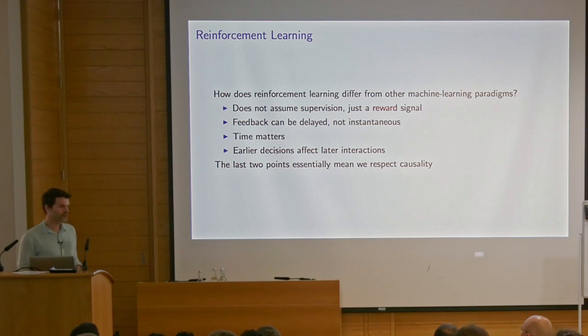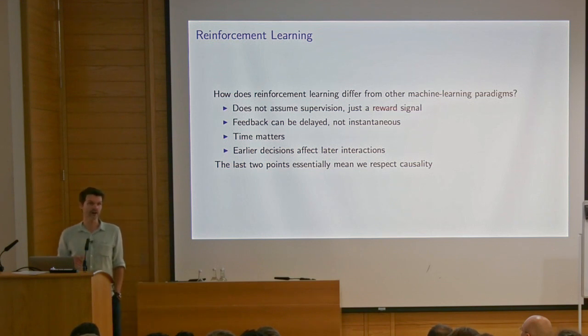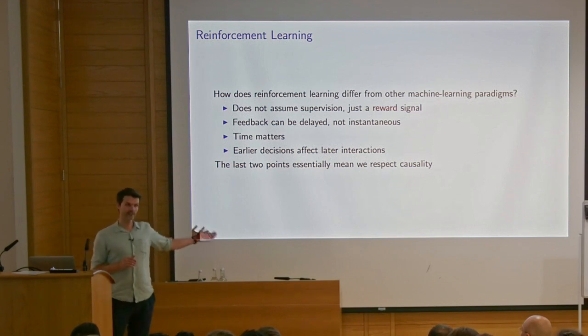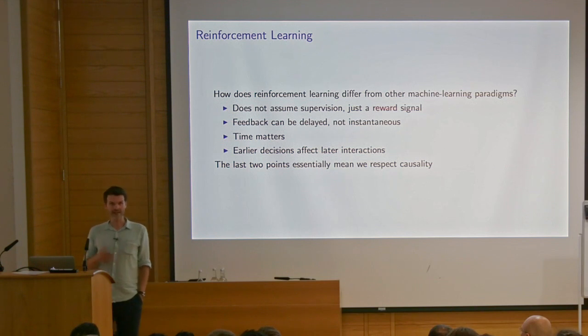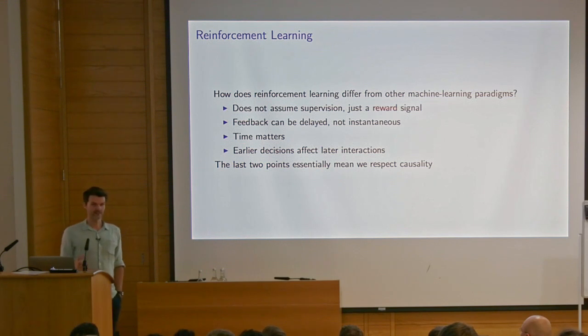But also, because we're talking about sequential interactions with the environment, the feedback can be delayed and not instantaneous, which means that a reward that you see right now might actually depend on an action that you did much earlier. Because this action that you did much earlier got you to a situation in which you could now do something that gives you the reward. This means that time matters. There's a sequence to these interactions.